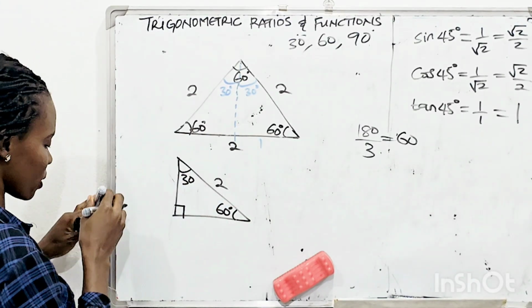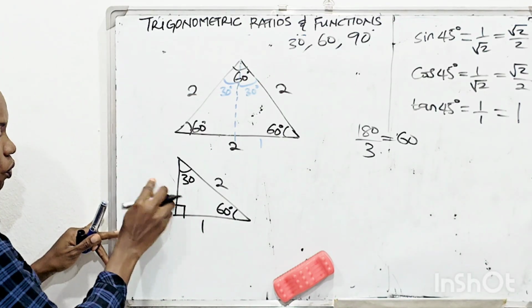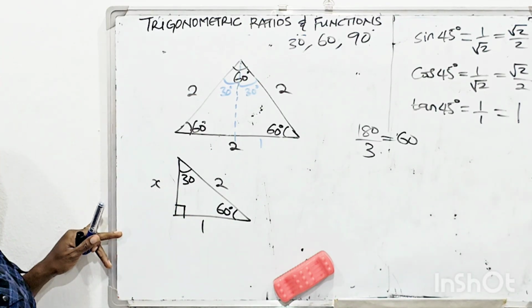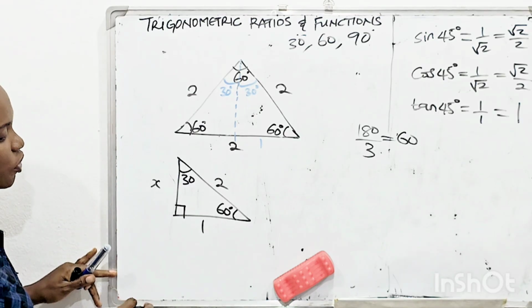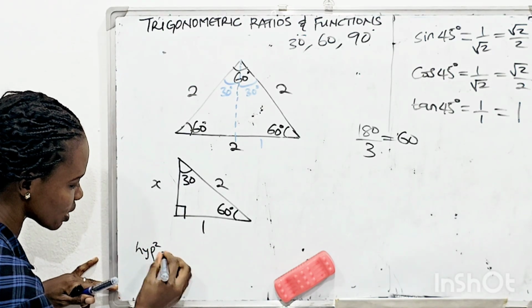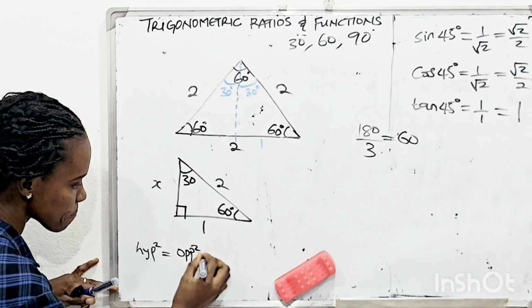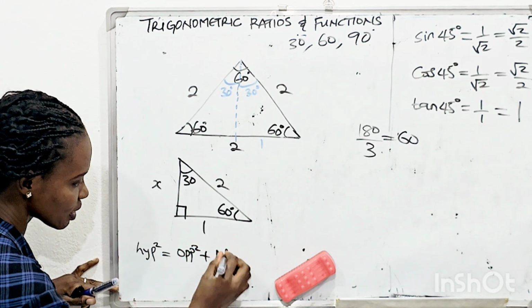So here will be 1. So here is 1. So we want to find here. We don't know this place, so let's quickly find this place using that Pythagoras theorem. Pythagoras theorem simply says that hypotenuse squared is equal to opposite squared plus adjacent squared.